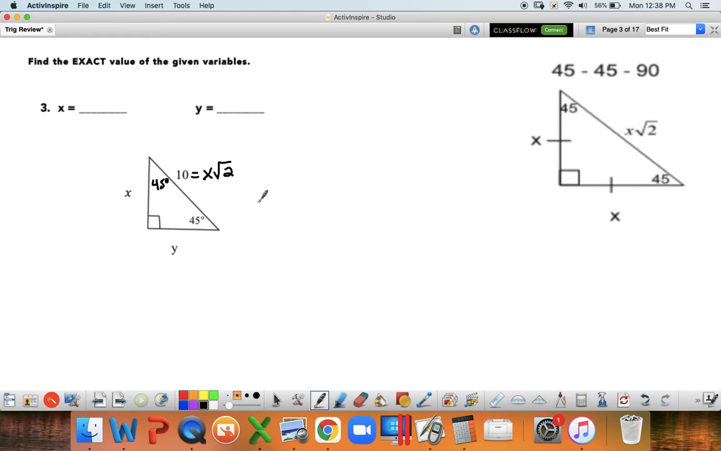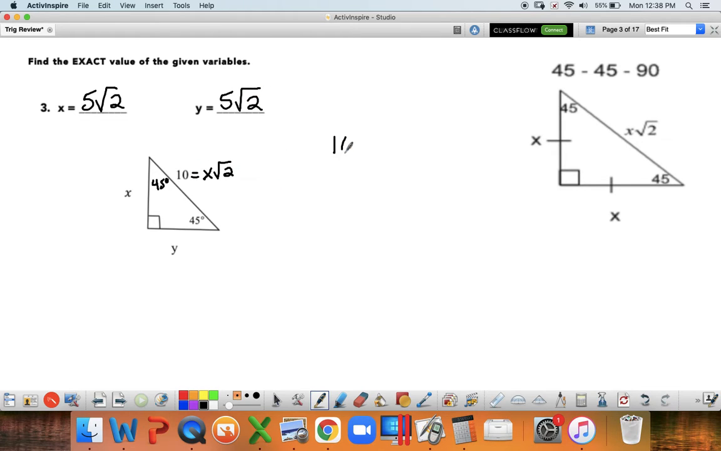And I would encourage you to just think to yourself, what would I have to multiply by the square root of 2 and then wind up with 10? So try to think, okay, well, I know it's not 5. 5 times the square root of 2 doesn't equal 10. But how about 5 times the square root of 2 times the square root of 2? That equals 10. So each of my sides is equal to 5 square root of 2.